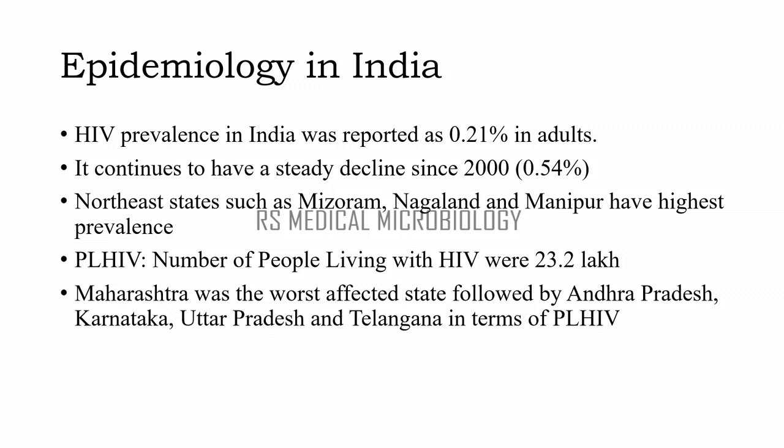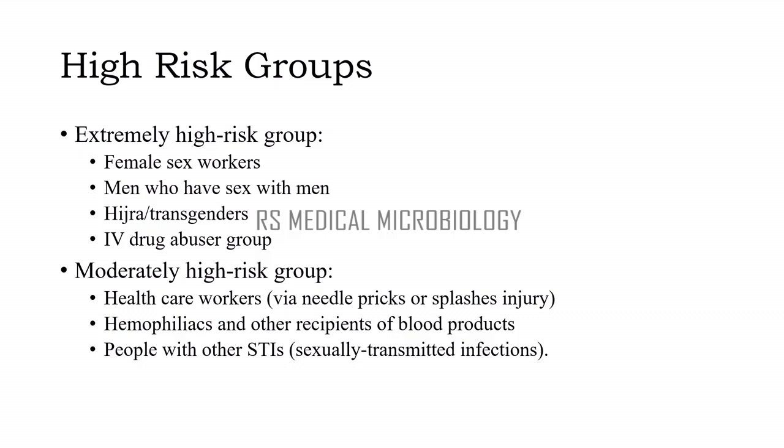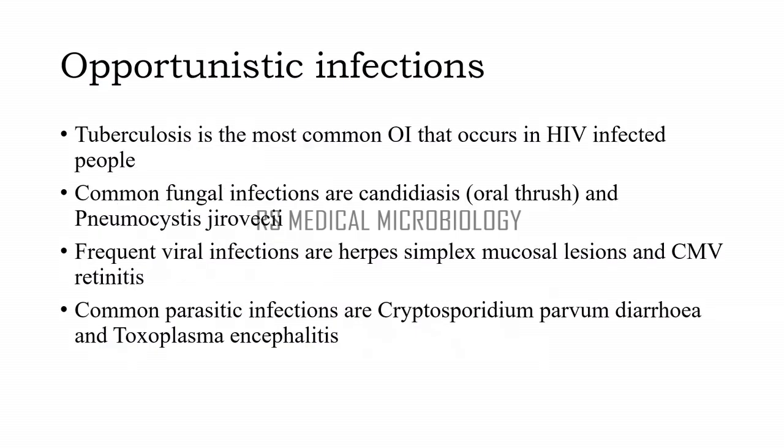You have the extremely high risk groups, which are female sex workers, men having sex with men, hijras, transgenders, and IV drug abusers. Then you have the moderately high risk groups, which are healthcare workers, maybe because of needle prick injuries, hemophiliacs, and those with other sexually transmitted diseases and infections. Among opportunistic infections, the most common is tuberculosis, and fungal infections like candidiasis and pneumocystis. Viral infections like herpes simplex and CMV retinitis, and parasitic infections, cryptosporidium diarrhea and toxoplasmosis, are most common.